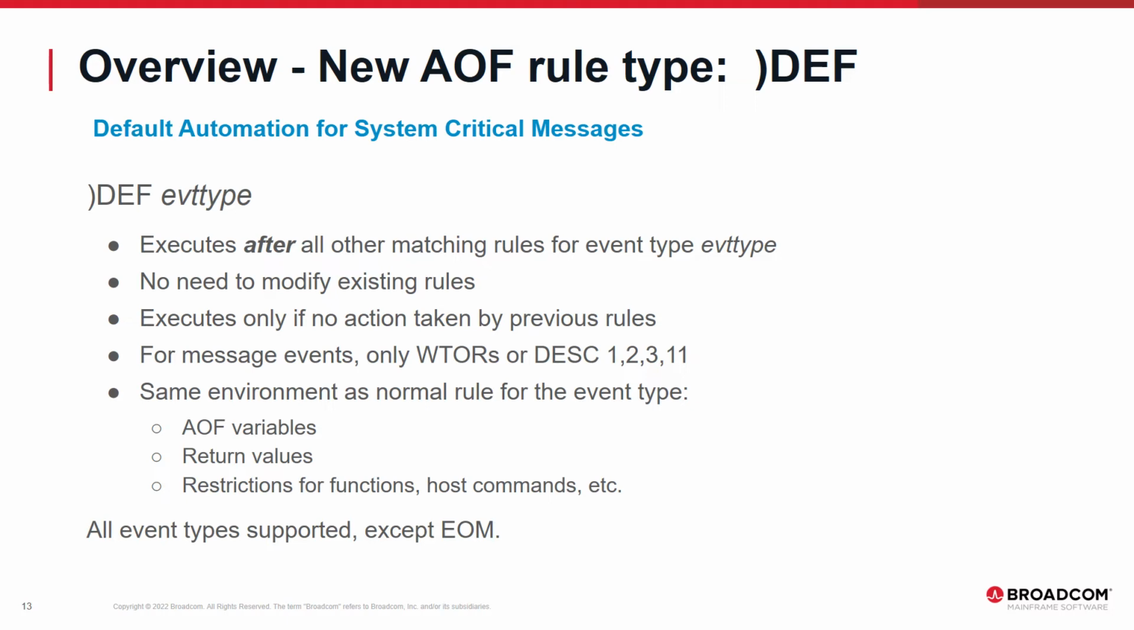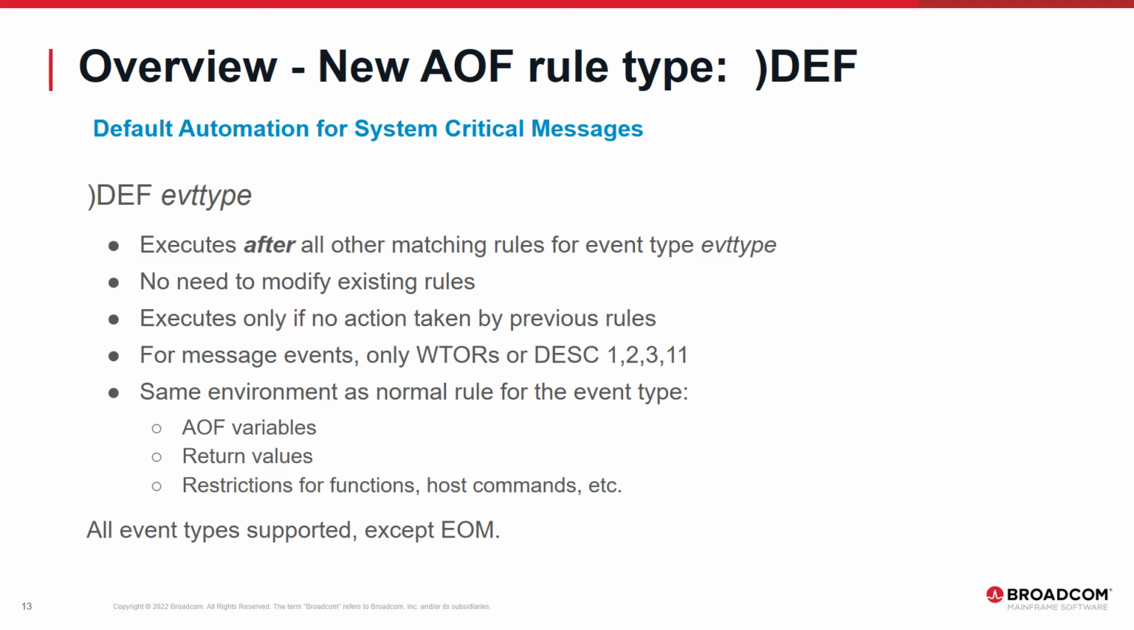Next is determining if an action was taken. This is done without the need to modify any existing rules. So if you have a bunch of rules that do things, whether they update SQL tables, issue WTO, or issue operator commands, anything along those lines, if they take any actions that are in the set of actions that are controlled by the set action set of params, then a default rule will see if an action was taken. The next key property is that a default rule will only execute when no action was taken by the previous rules. For messages that had no actions, WTORs and messages with descriptor fields 1, 2, 3, or 11, the rule will be processed.